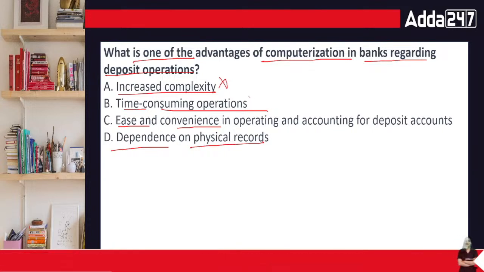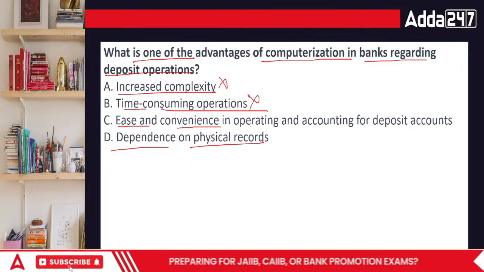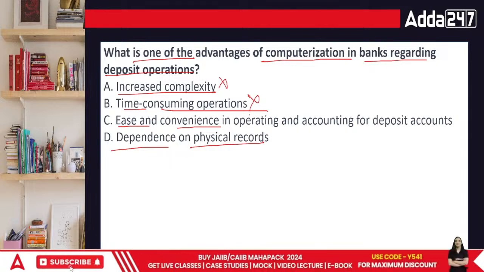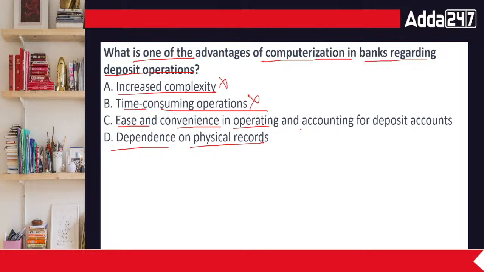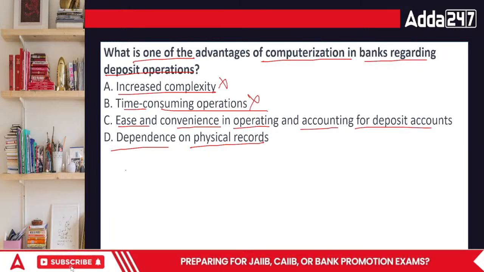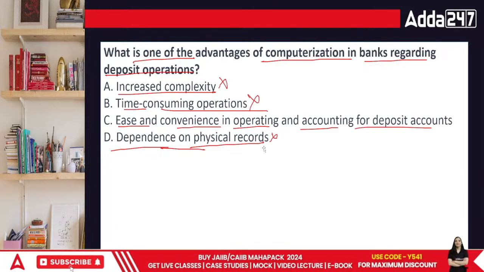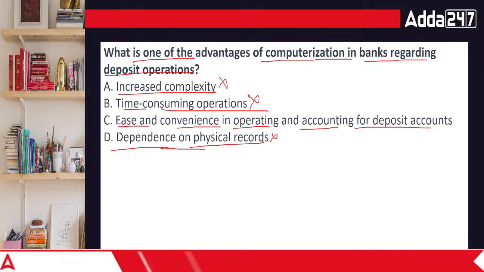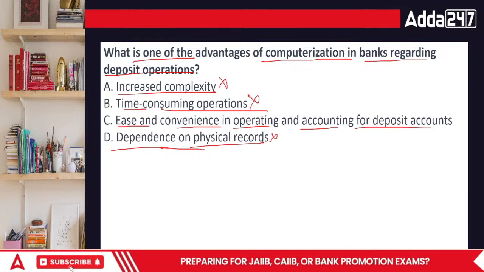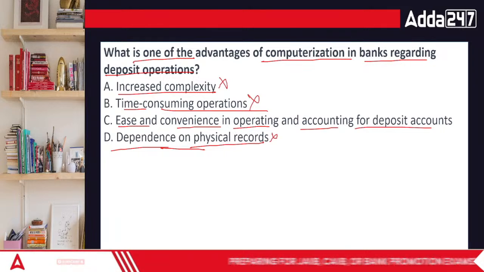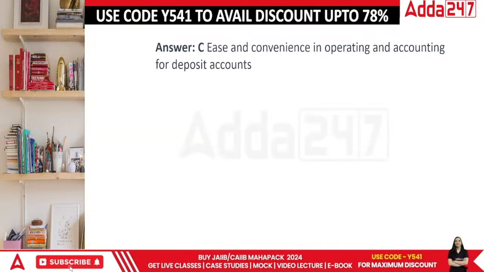Time consuming operations, they were earlier. Now if one particular place is updated, the entire books of accounts are done within no time. Then there is ease and convenience in operations and accounting for deposit accounts, and no dependence on physical records. So technically, the organizations can gather a lot of information and work in a better way. That is ease and convenience in operations.